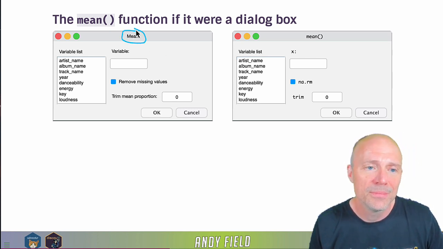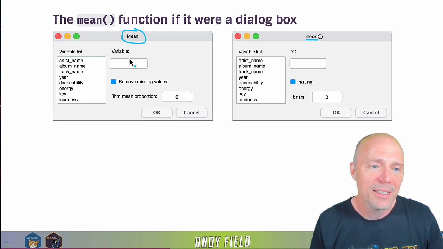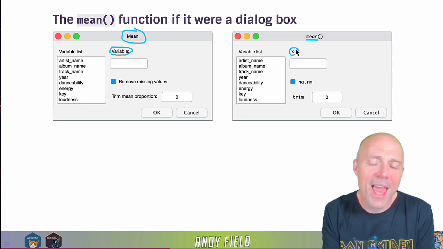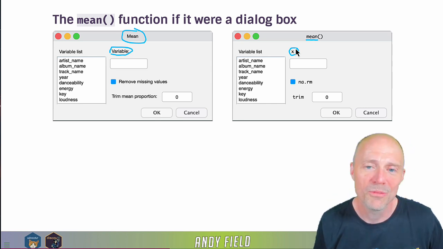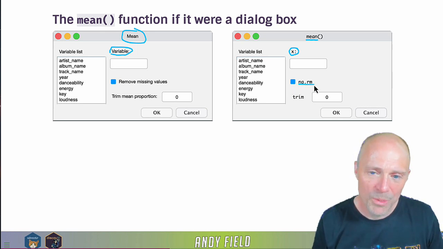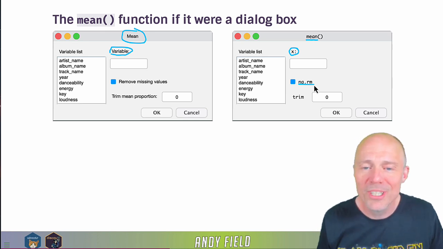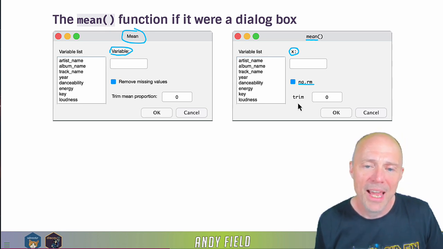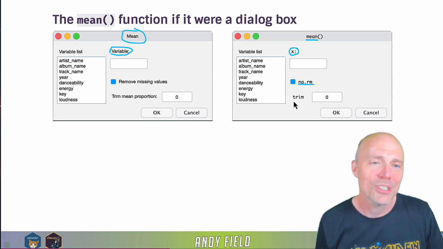Its name doesn't have a nice capital letter now, it's all lowercase. Instead of variable, in the function, we just have x. The variable we want to calculate the mean of is just x. We tell it x is equal to, and then whatever we would have dragged into here. Our removing missing values option is just abbreviated to na.rm, which is just shorter to type than remove missing values. And with trim, rather than having a helpful instruction, trim mean proportion, it's again abbreviated to trim.